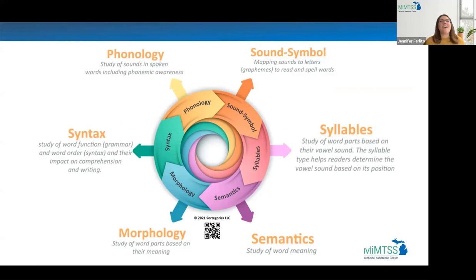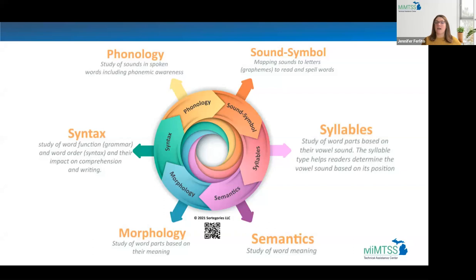And then we have this awesome graphic from Sordogories. It defines both components of language, and it illustrates their interconnectedness among all the different layers of language. So it's important to consider each of these components has both an oral and a print component. So when doing articulation therapy, it's important to dig in language-wise, so wherever appropriate, incorporating word study into therapy routines.